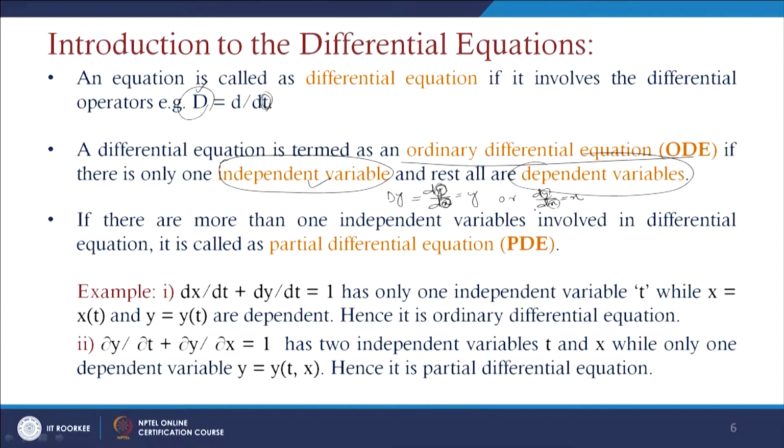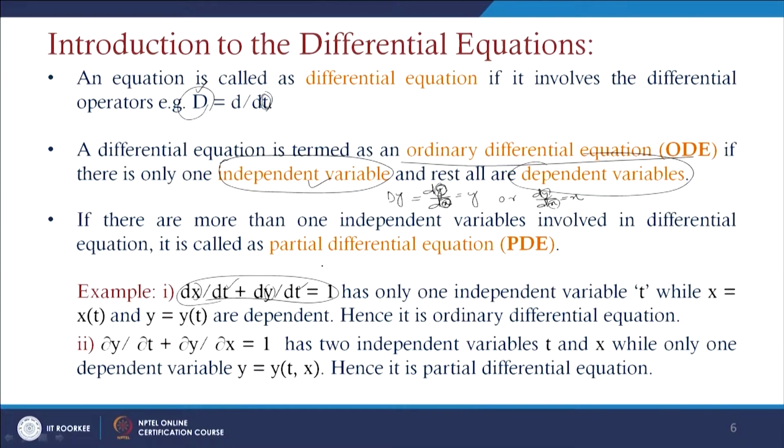In a continuous phase, we can write this as dx by dt plus dy by dt equals 1, suppose. Here the dependent variables are x and y, but the only independent variable is t. And if there is more than one independent variable involved in a differential equation, then we say it is a partial differential equation.